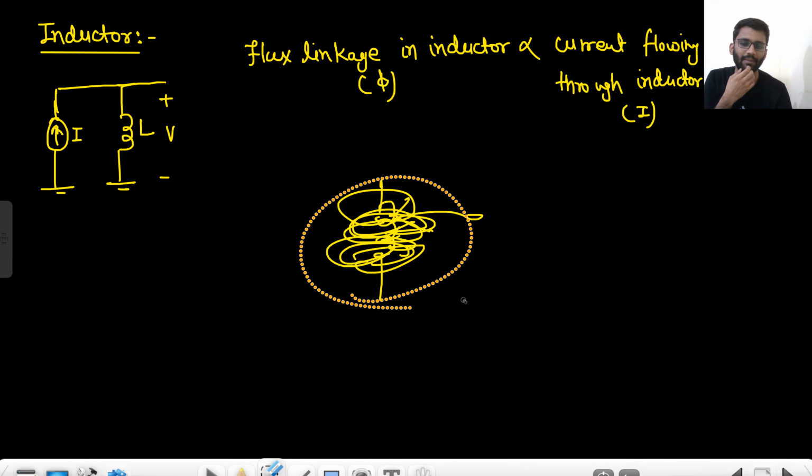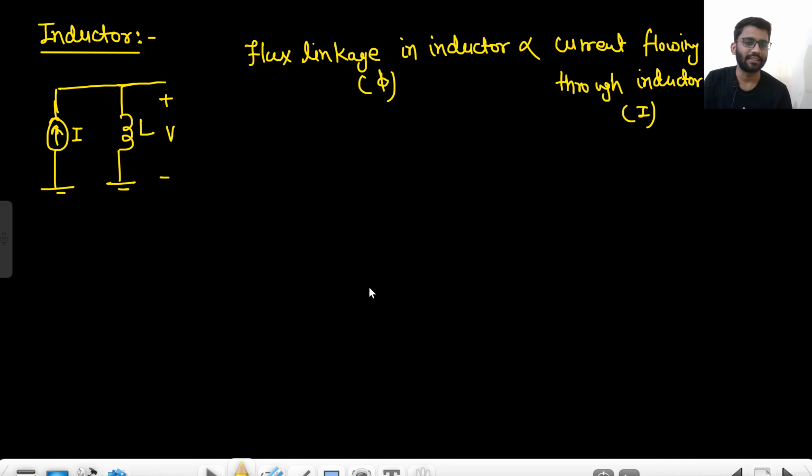This is a part of EMFT and also of electrical machines. If you are from an electrical background, you will have to study it very deeply. If you are from an EC background, no need to study it very deeply. Electrical students will study it in electrical machines. So the flux linkage is known as phi. When there is a current, there will be some magnetic field, and the amount of magnetic field linked with this inductor is flux linkage.